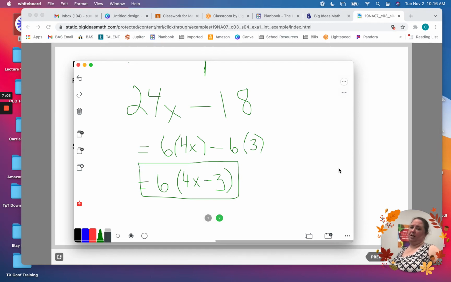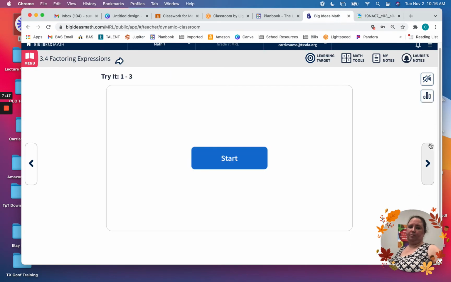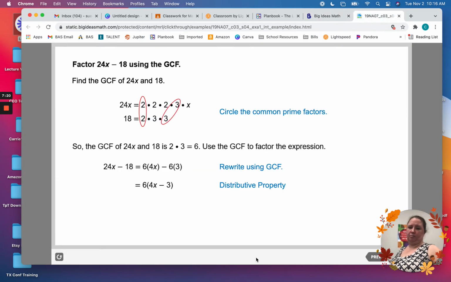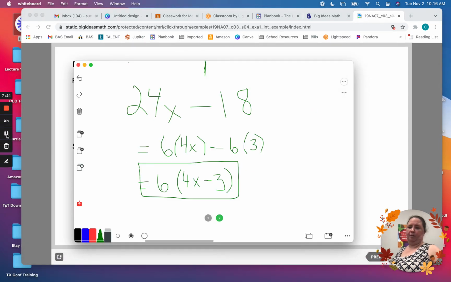Good. I'm glad. Okay, does everybody have this in your journal? Okay. I can wait a second. Once you got it in your journal, go and try it 1 through 3. Okay? And I'm going to pause the video while you work on that.